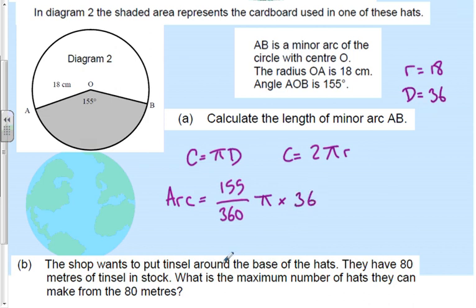So we multiply by 36, and again we can pop that into our calculator. That gives us times by pi times by 36 gives us 48.69 centimeters. Remember, we are working in centimeters, and because an arc is the length of the outside edge, it's simply centimeters.